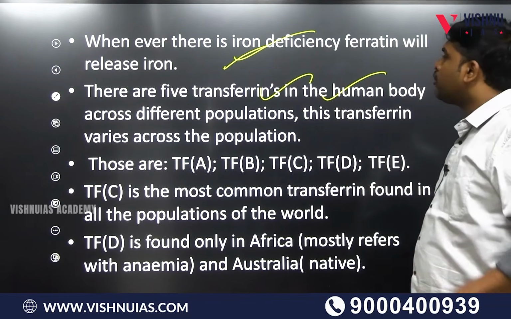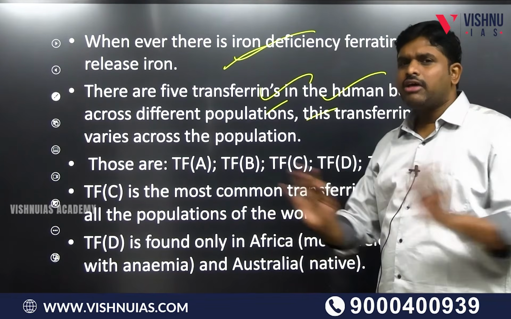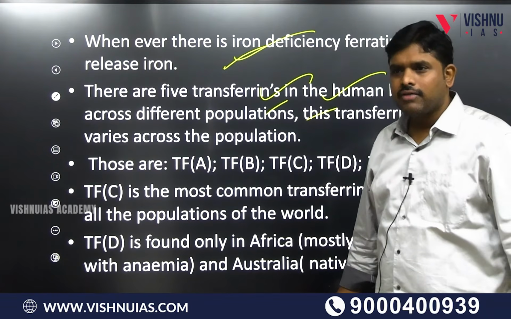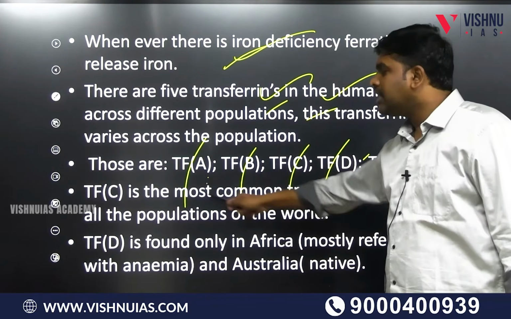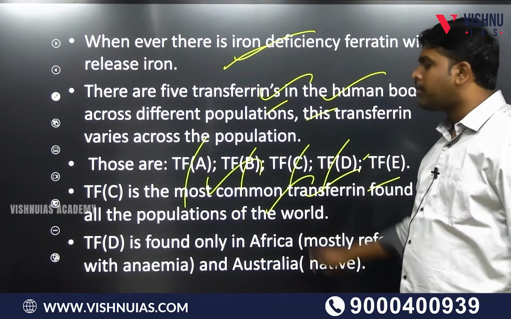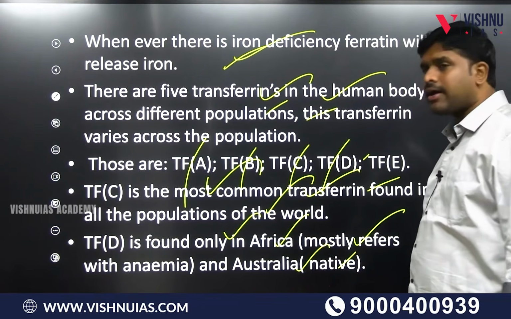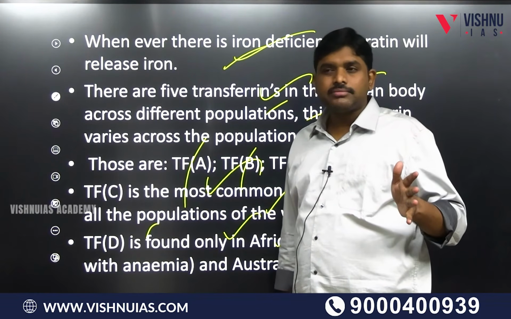There are 5 transferrins in the human body across different populations. There are 5 varieties of proteins, or 5 alleles of proteins, which are called TFA, TFB, TFC, TFD, TFE. TFC is the most common transferrin found in all the populations of the world. TFD is found only in Africa and Australia and is mostly associated with anemia. So that means if TFD transferrin is present, it will not work effectively.